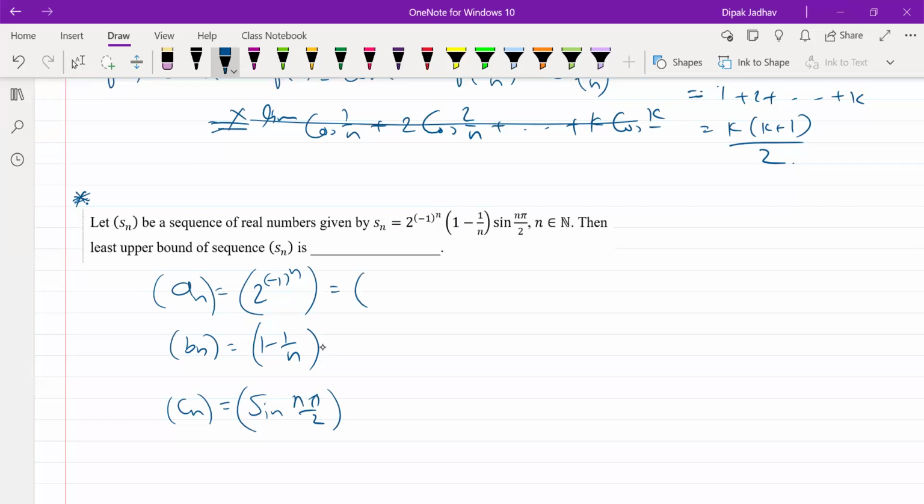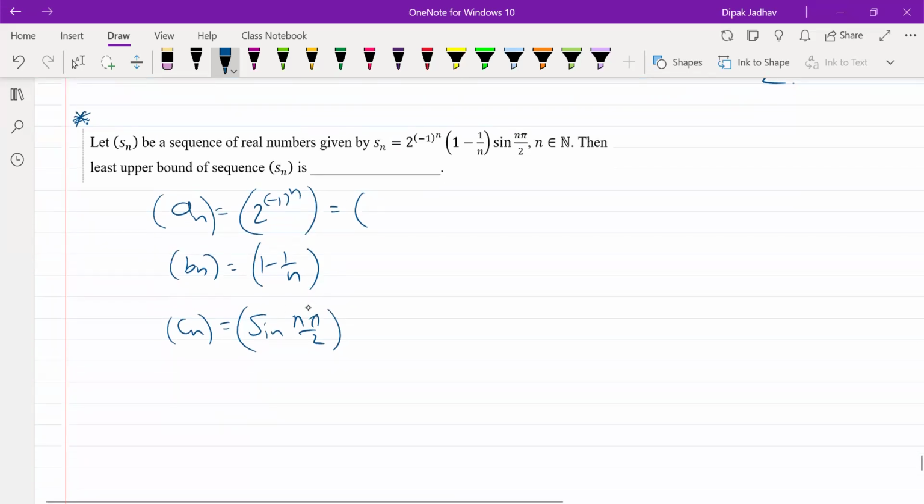Let's write the few terms we want. So our original sequence Sn is the product of these 3 sequences. And when we multiply any sequences, we multiply them term wise. We multiply first term, first term, first term. We multiply second term, second term, second term, and so on. We go on multiplying term wise. It's not some random multiplication.